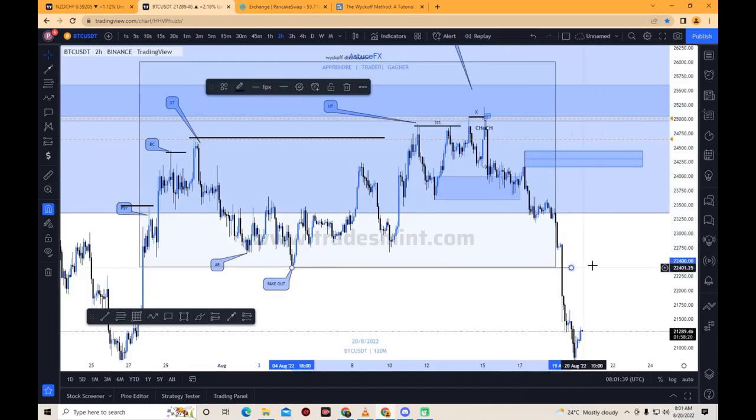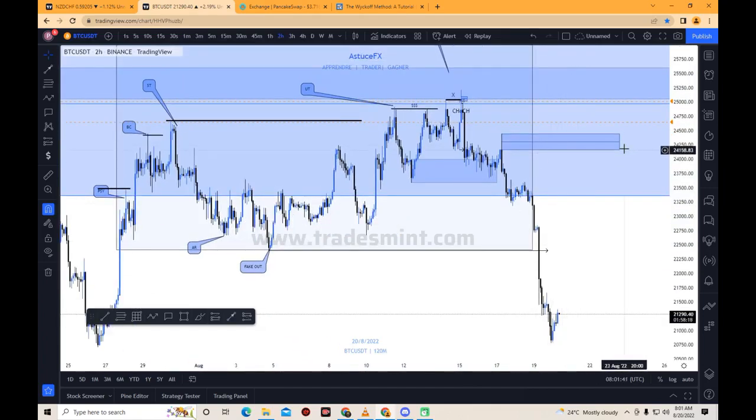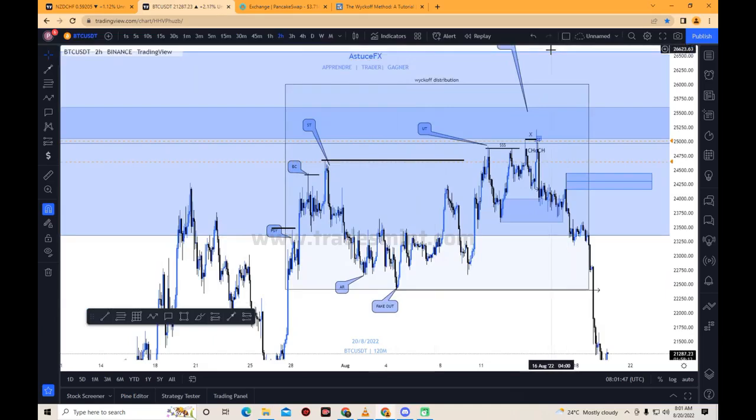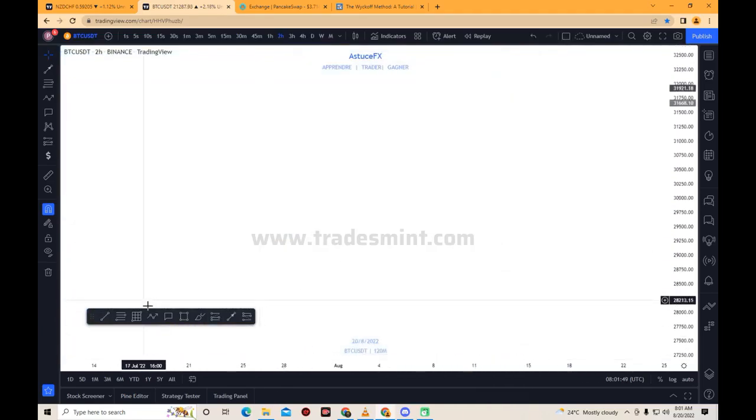So we broke this. As we broke this, now we'll have some sort of pullback somewhere here or somewhere up here to sell down lower. This is actually Wyckoff distribution, and the same thing for Wyckoff accumulation.